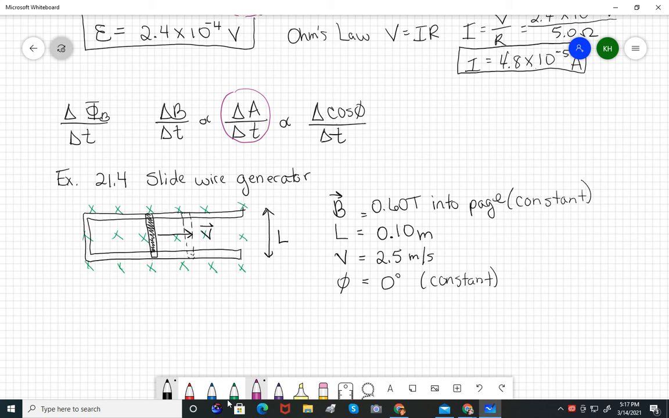Well, as this bar moves, if this is the length, then this is our change in width. And the change in width is equal to v delta t. So we're pulling it at 2.5 meters per second. If we wait 2 seconds, that area will increase by 5 meters. So let's find the induced EMF.